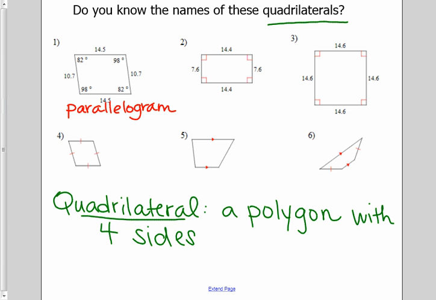For number two, you might know this as a rectangle. And I know it's a rectangle because I see that these opposite sides here, 7.6, 7.6, 14.4, 14.4, those are all congruent, right? So opposite sides are congruent. You might already know that that shape is a rectangle. For number three, you can see here that all these sides are the same. So you might know this as a square.